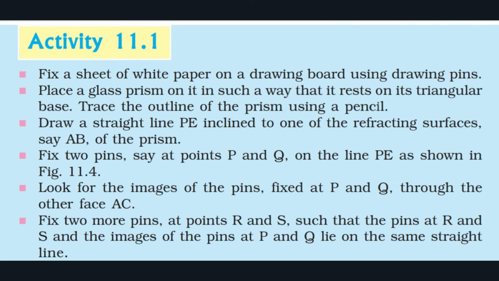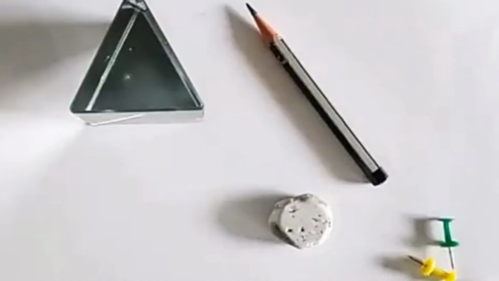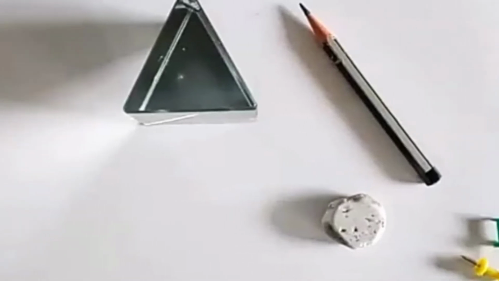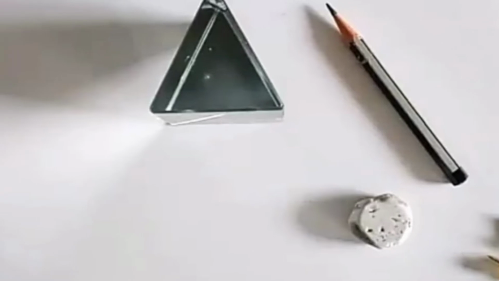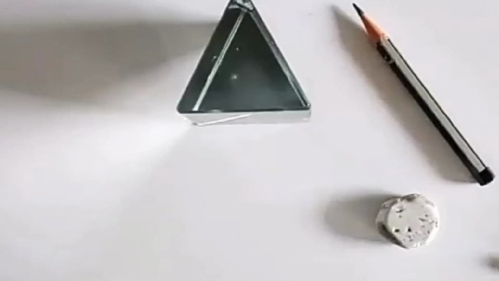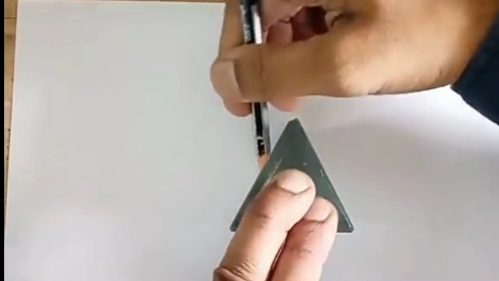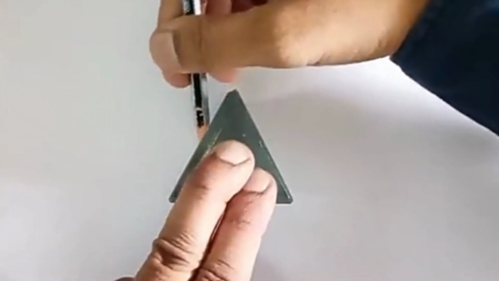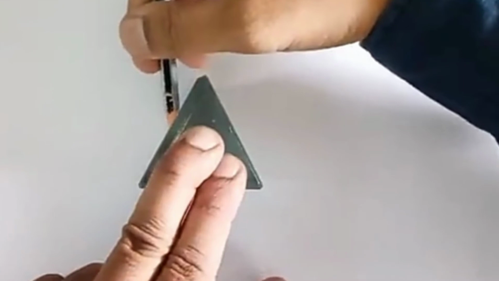Let's see here. We take a prism, pencils, and drawing pins. So pen, pencil, prism, and drawing board pins. The prism should be placed on its triangular base, like this. Then draw the outer surface with the pencil, so that it looks like a triangle.